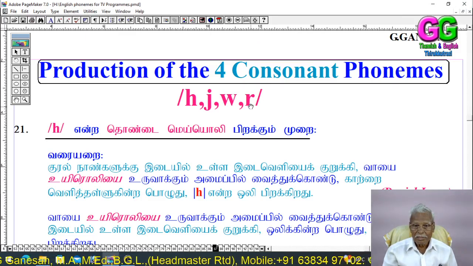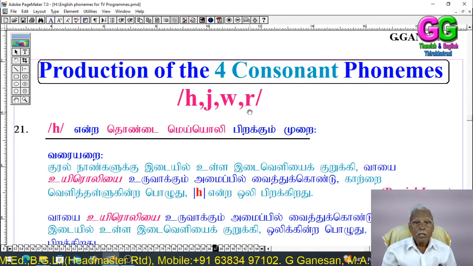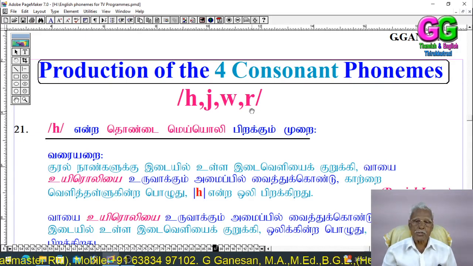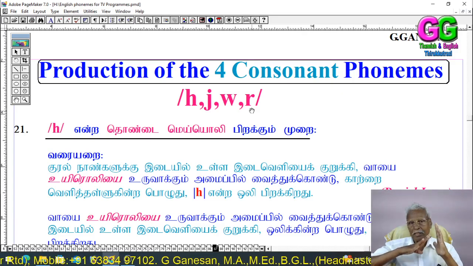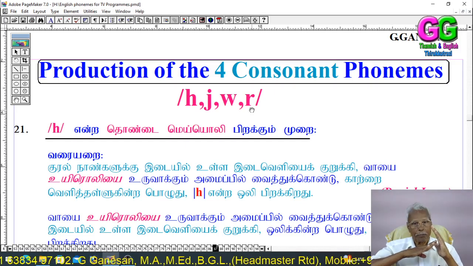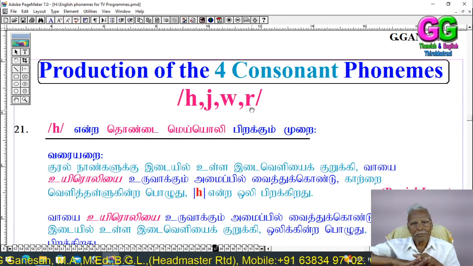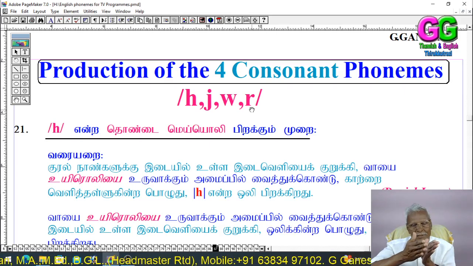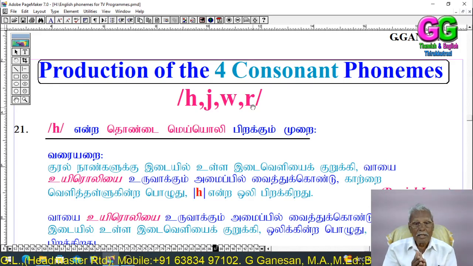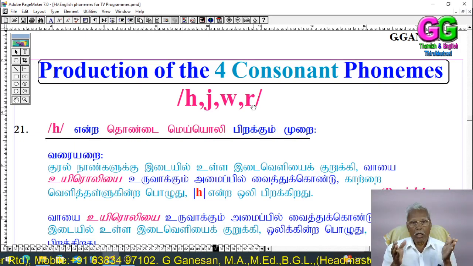Then this frictionless continuant, air, is produced by keeping the tip of the tongue not close enough to the palate, and lowering the middle of the tongue and narrowing the entire tongue, and allowing the air pushed out by the vocal cords to escape through the mouth. Air. Alright.